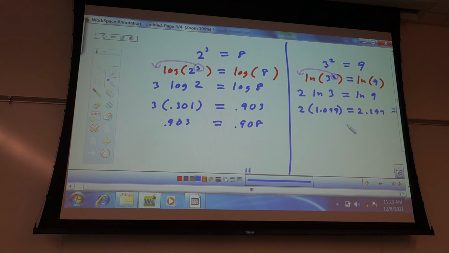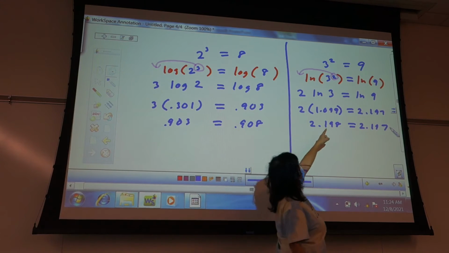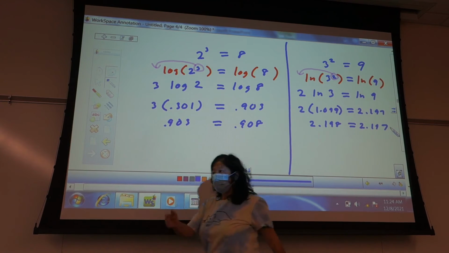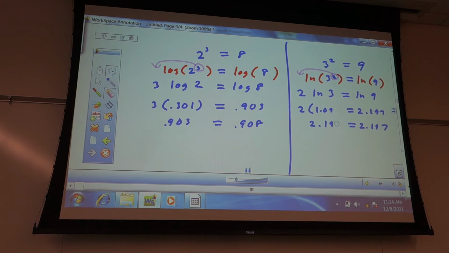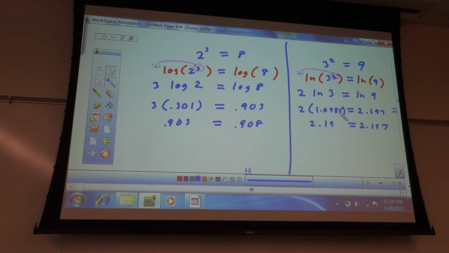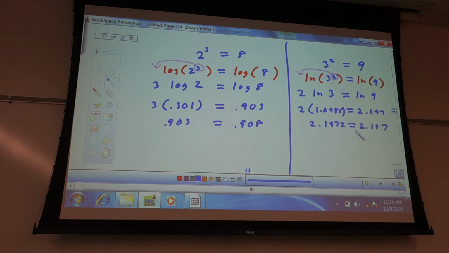Cool. Now, if we multiply 2 times 1.099, we'll end up with 2.198. So it's off a little bit because we rounded. Does everyone see that? It's off a tiny, tiny bit because we rounded. If we didn't round, and left it unrounded, then this would be 2.197, right? Does that sort of make sense for folks?